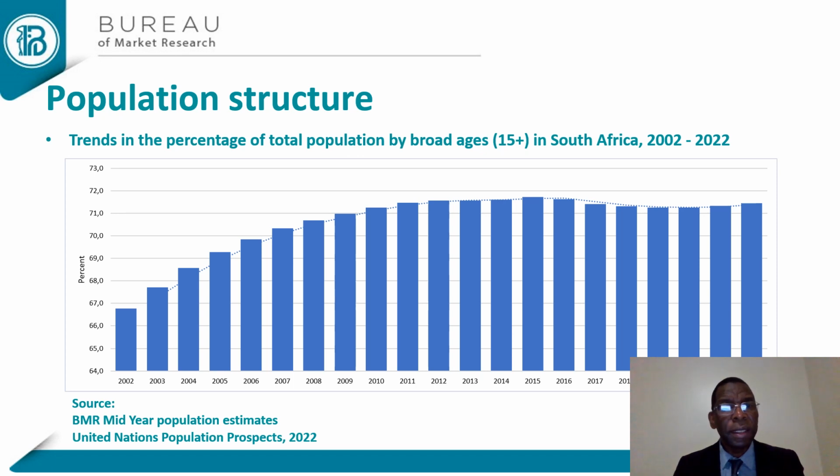We now look at the trends in the percentage of the adult population, that is persons aged 15 plus in South Africa for the past decade. And we see that there's been a gradual increase in the percentage of this category of the population, rising from about 67% in 2002 to 70% in 2022. As we'll see later on, this has wide implications for marketers in South Africa.